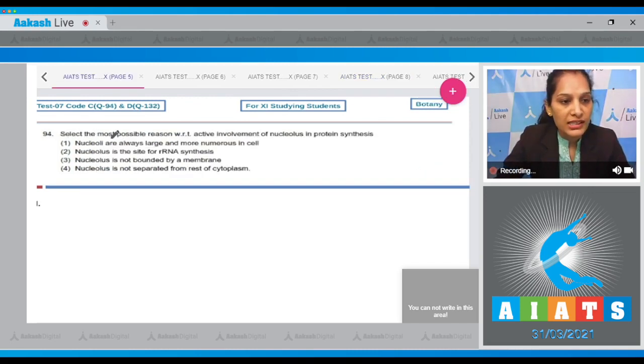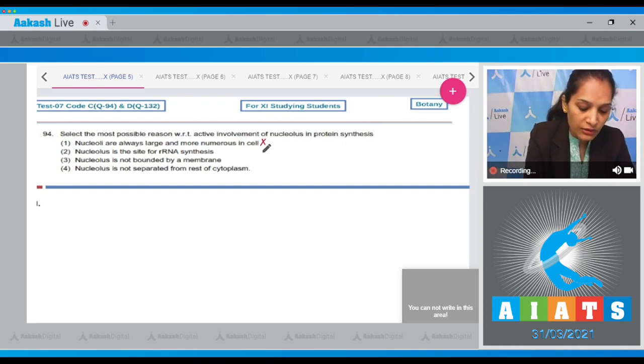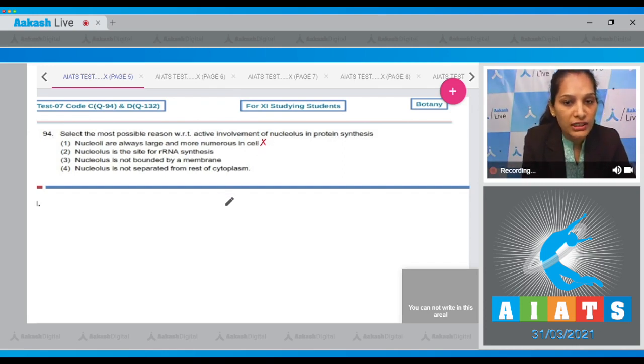Let's move to the next question. Question number 94. Select the most possible reason with respect to active involvement of nucleolus in protein synthesis. First, nucleoli are always large and more numerous in a cell. No, this is not the correct reason for being involved in the protein synthesis. Second, nucleolus is the site for rRNA synthesis. Yes, this is one of the reasons that because nucleolus is the site for the rRNA synthesis, it is actively involved in the protein synthesis.